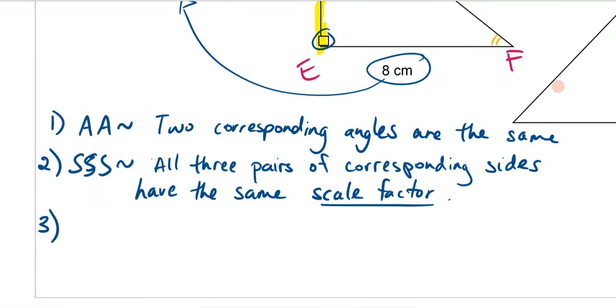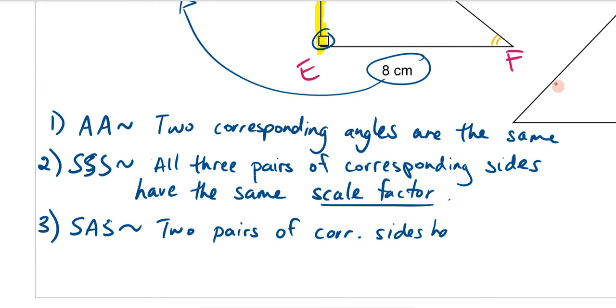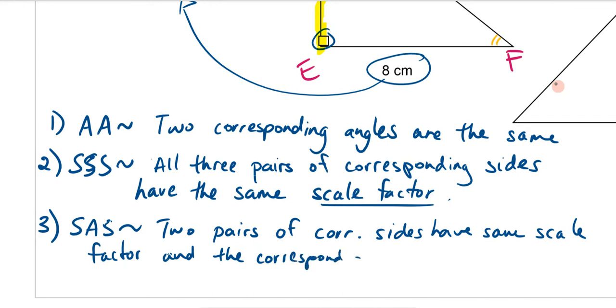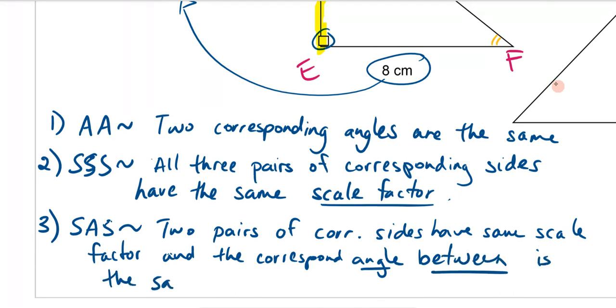And the third way to tell that they are similar is if you compare 2 sides and the angle between them. So SAS. So 2 pairs of corresponding sides have the same scale factor, and the corresponding angle between, underlined between, is the same. Okay.